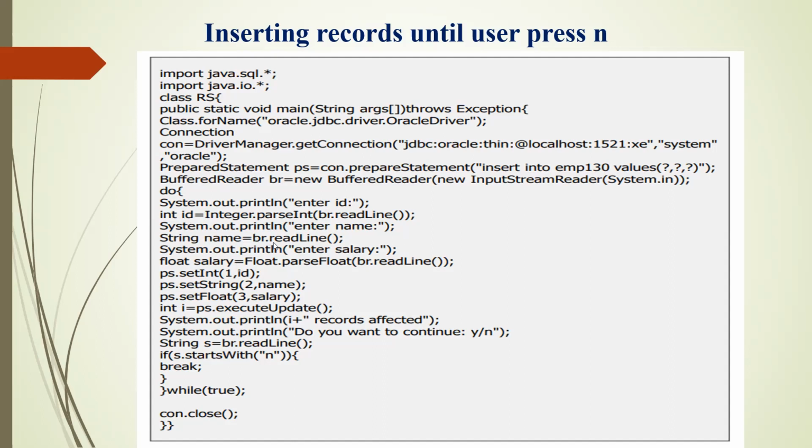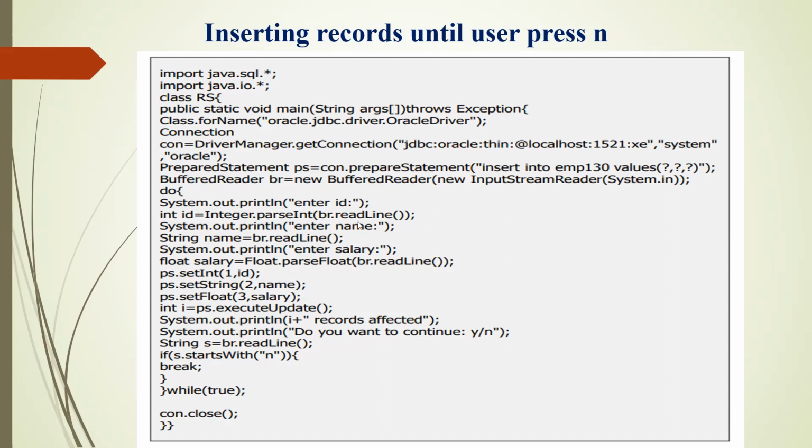Then after name is read, we have to input salary. So we give enter salary and the user inputs the salary. That salary will be a string. It should be converted to float and assigned to the salary variable. So salary equals Float.parseFloat, which will convert the input to a float value. Here, capital F Float is a wrapper class. It is used to convert any data into a float value.